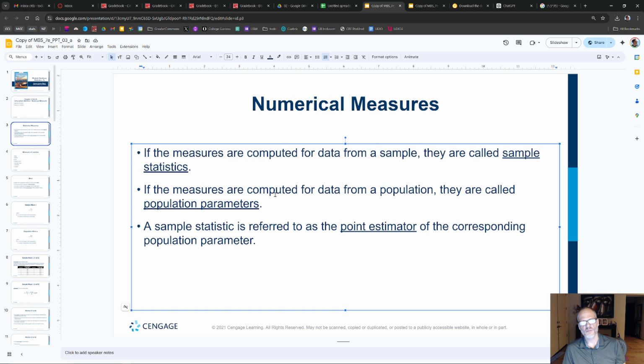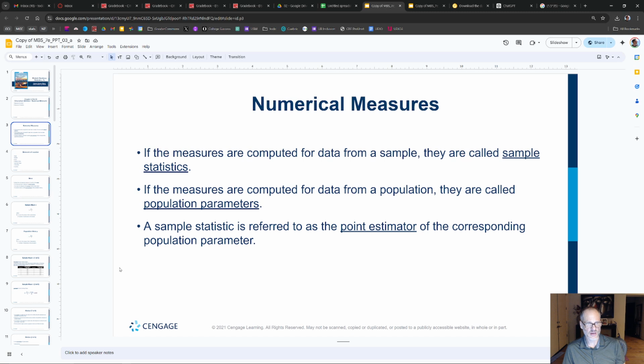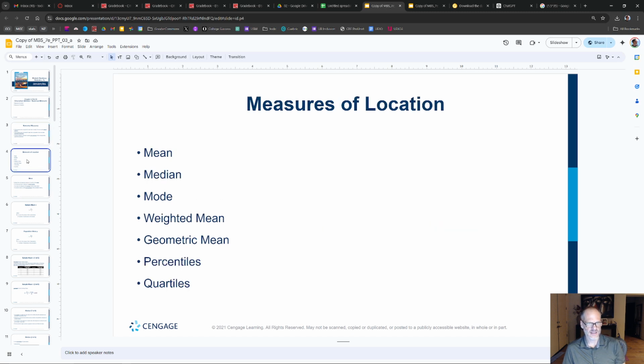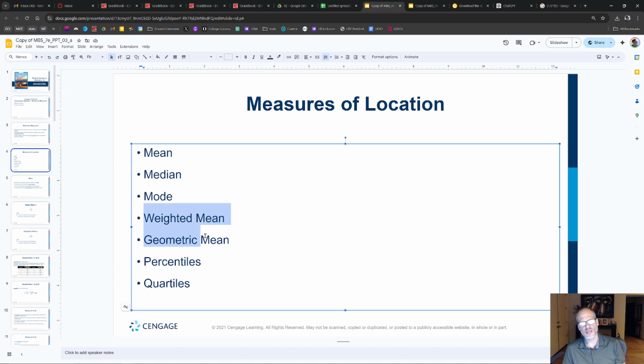If the measures are computed for data from a population, they're called population parameters. And a sample statistic is referred to as the point estimator of the corresponding population parameter. So that's just some vocabulary used in statistics. And here we have measures of location. We have the mean, the median, and the mode. We also have a weighted mean and a geometric mean, and we've already looked at percentiles and quartiles.